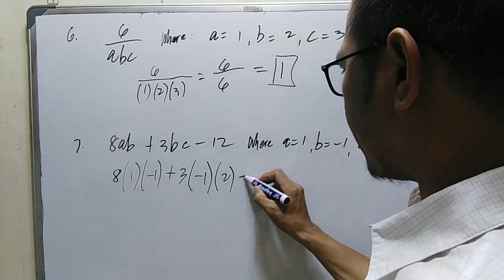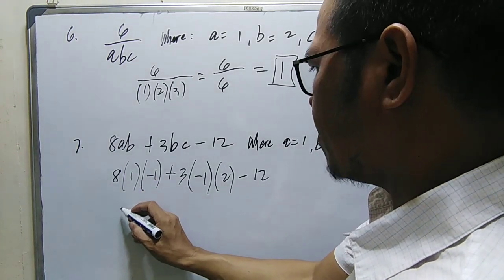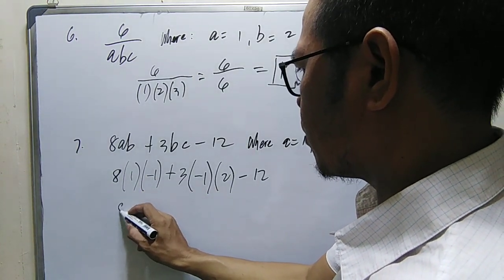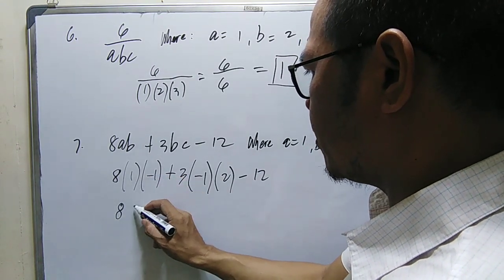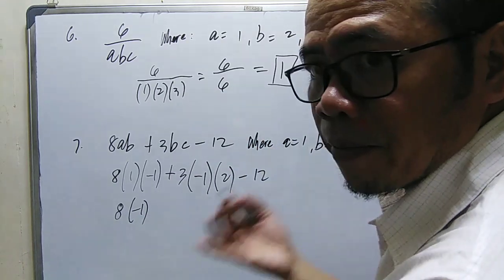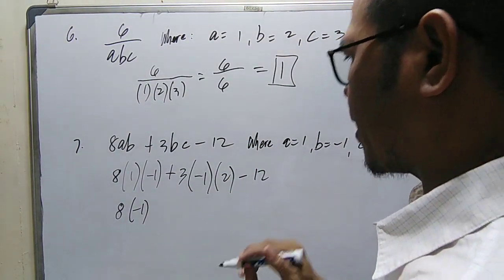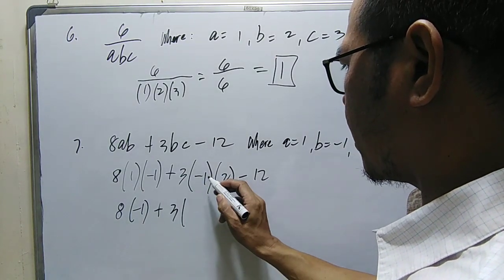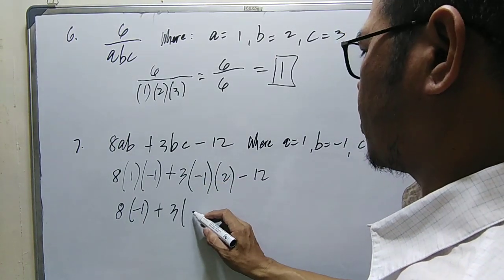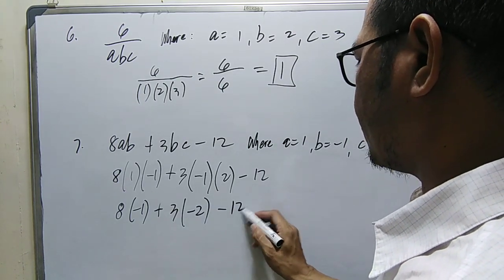Then, kopyahin natin si minus 12. Ngayon, i-simplify na natin yan. So, kopyahin natin si 8. Positive 1 times negative 1, that is negative 1. Diba? Kapag mag-multiply tayo ng unlike sign, the result is negative. Pag hindi pareho ang sign. Plus 3. Then, negative 1 times 2 is negative 2. Kopyahin natin si minus 12.